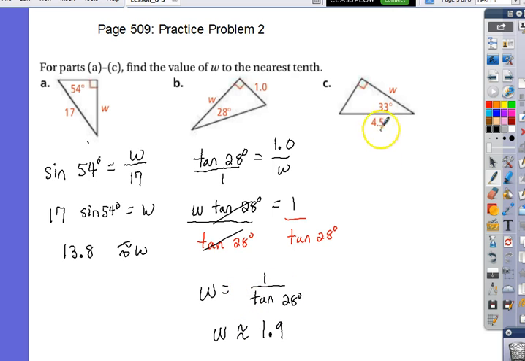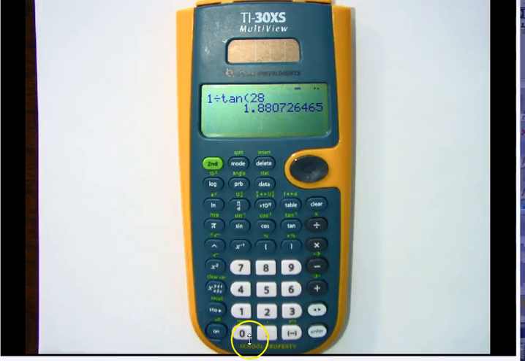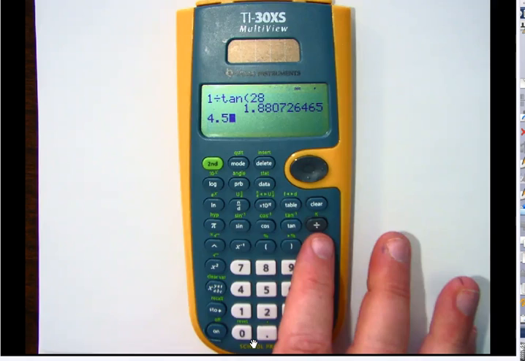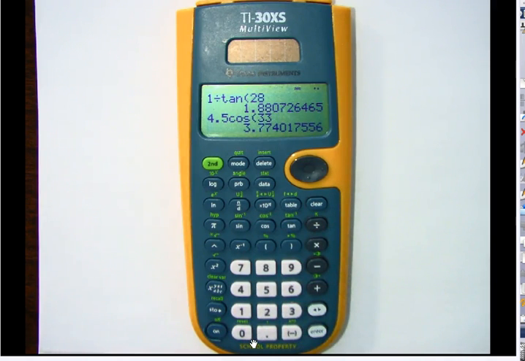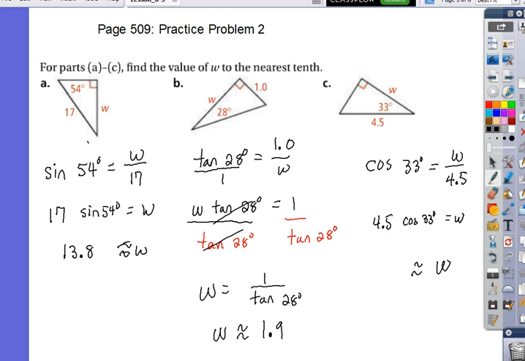Over here, the setup is going to be cosine. So cosine 33 degrees is equal to the adjacent W over the hypotenuse, 4.5. So when I solve for W, it's 4.5 times cosine 33 degrees equals W. And so W will approximately be equal to whatever 4.5 times cosine 33 is. Once again, I go back to the calculator, 4.5 cosine 33. And I get 3.77, which will round off to 3.78. So that's how you use angles and one side to find the other measures of the sides of a triangle.